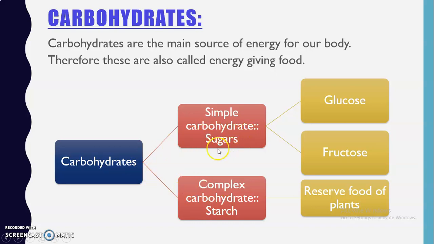Simple carbohydrates or sugar are further divided in two ways as glucose and fructose, whereas the complex carbohydrates or starch is the reserve food of the plants.